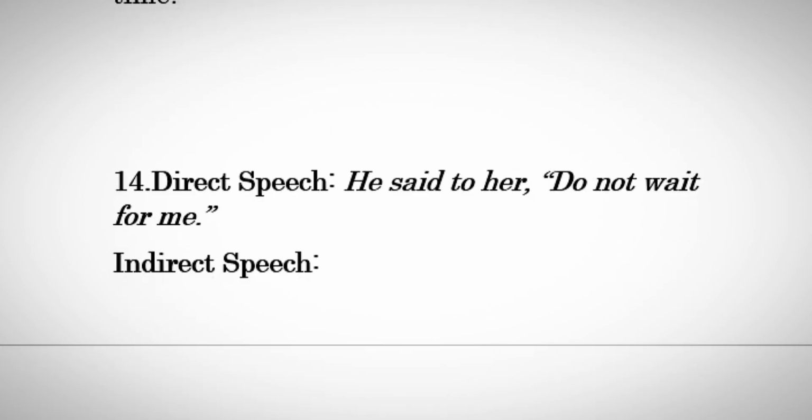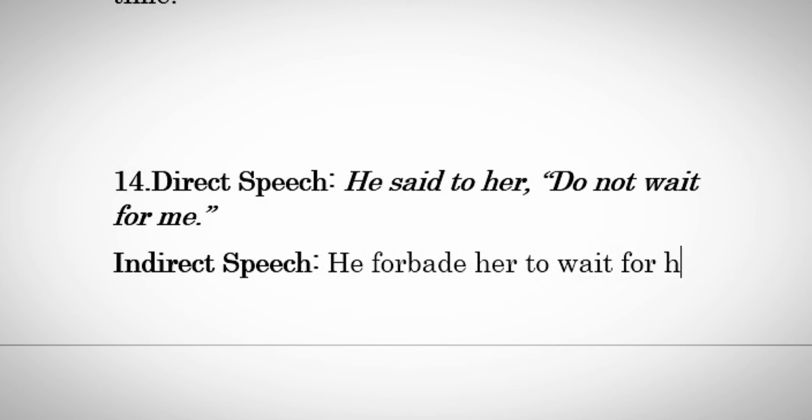Direct speech. He said to her, do not wait for me. The indirect speech for this one will be he forbade her to wait for him. Alright, now we will see the next one.